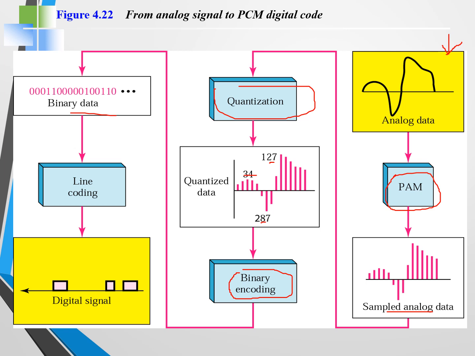Students, now we have binary data, and we have to convert this digital data into the digital signal. So how can we perform that? We have a method by which we can convert the digital data into the digital signal, and that is called line coding. Then we will pass the data through the line coding and we will get the digital signal.